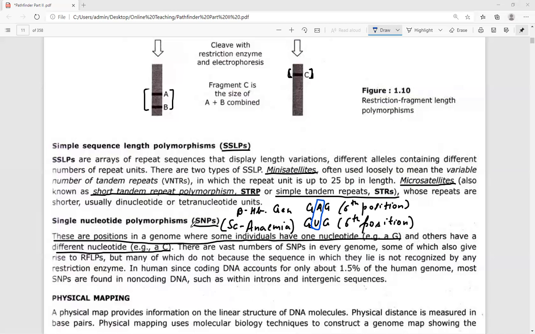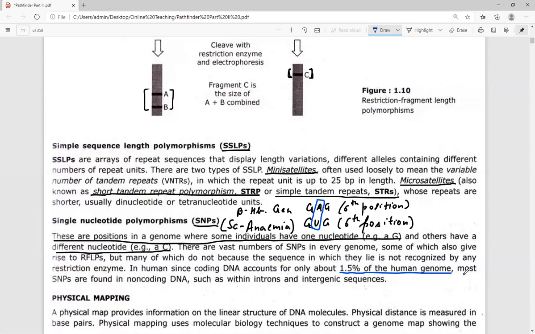Now, single nucleotide polymorphisms contribute approximately 1.5% of the total human genome. What is 1.5% of the total human genome made of? Single nucleotide polymorphism, which is made up of a single nucleotide that shows polymorphic character.